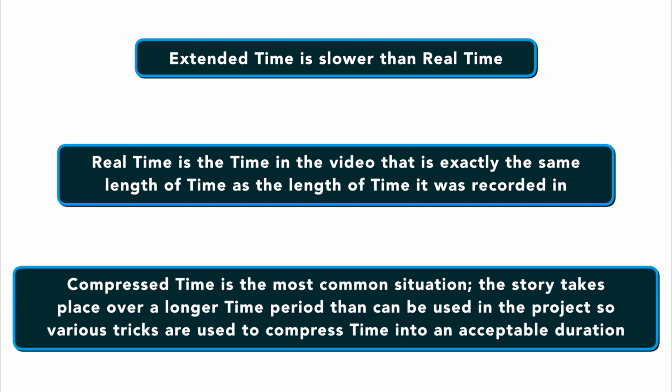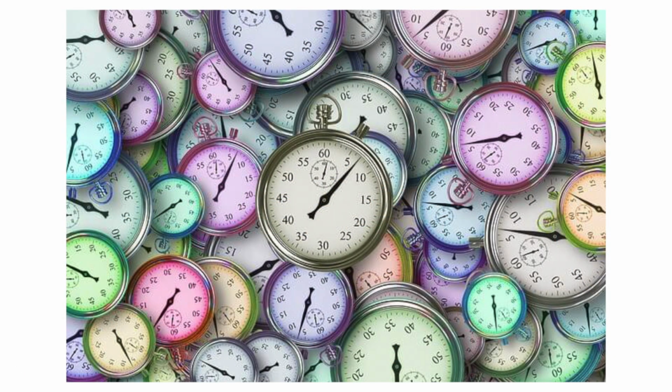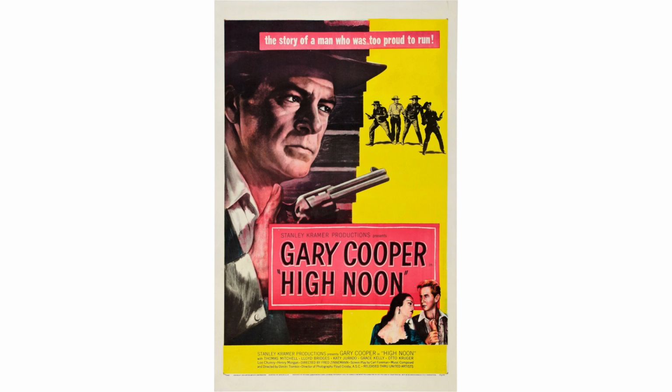The story takes place over a longer time period than can be used in the video or film scene, so various tricks are used to compress time into an acceptable duration. Virtually all feature films use time compression. Stories can be set over weeks, months, or even years, but still fit within the few hours of actual runtime of the film. It's rare that a film is shot completely in real time, like the classic Western High Noon.